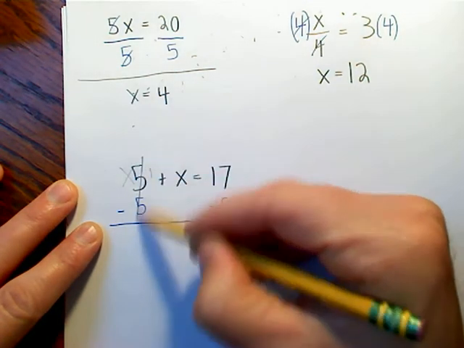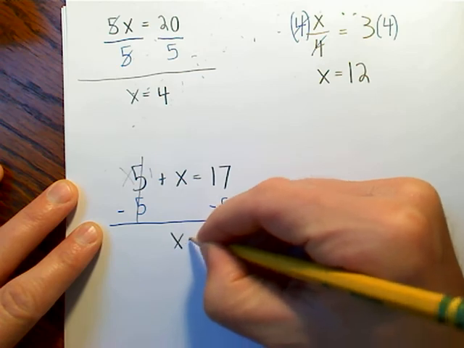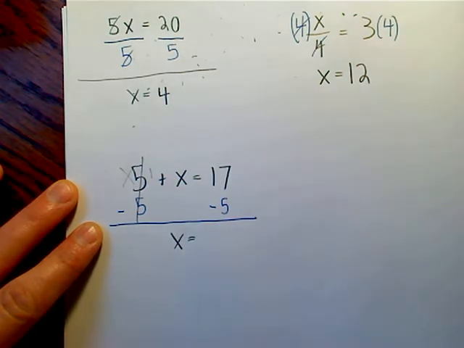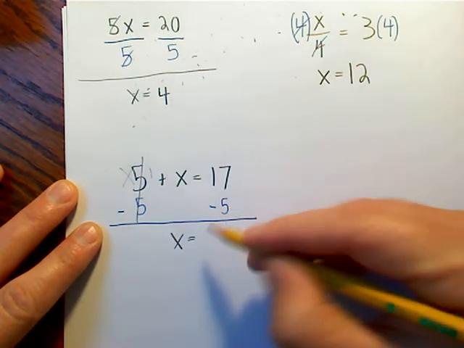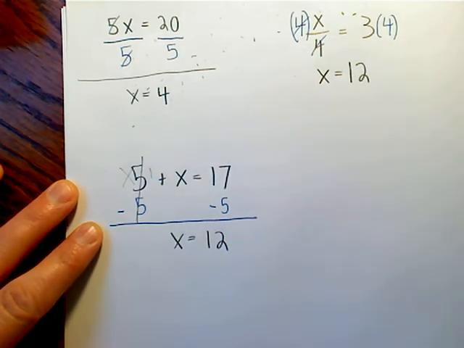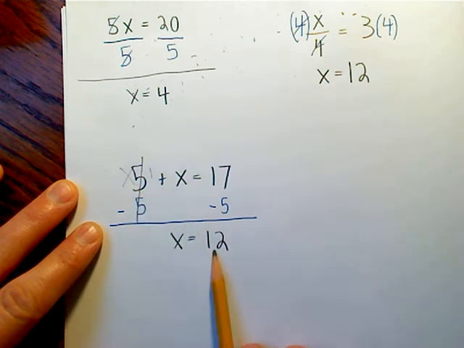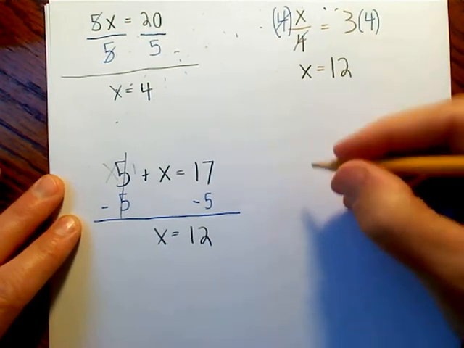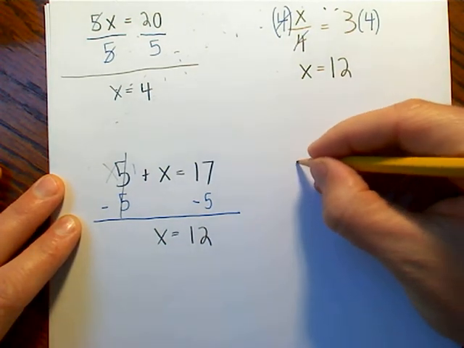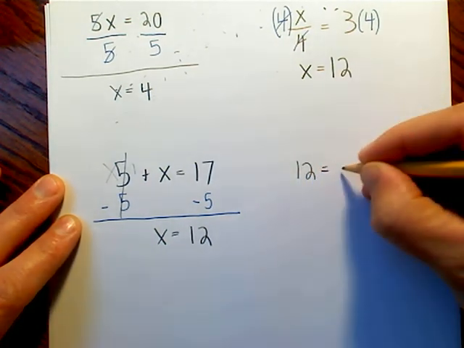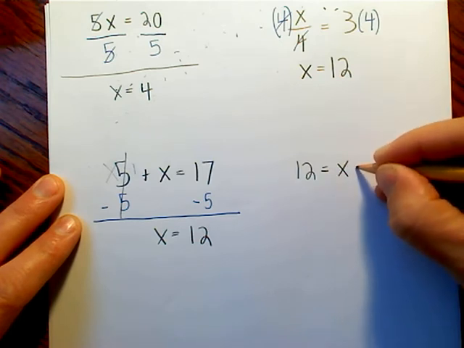My 5s are going to drop out, leaving me with x all by itself. That's what we wanted. We wanted it isolated. 17 minus 5, that is going to give us 12. And 12 is our correct answer because I know that 5 plus x, in this case 12, 5 plus 12 equals 17. Check. One last one. Let's do 12 equals x minus 8.